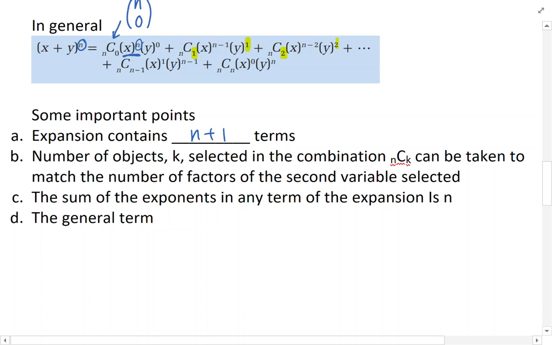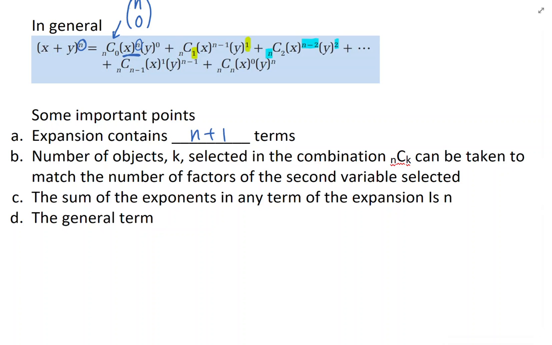Next, the sum of the exponents in any term of the expansion is n. So what we're trying to say here is, when we add the two exponents, let's use the second one as an example again. The exponent of x plus the exponent of y will give you n, right? Because n minus 2 plus 2 is n.